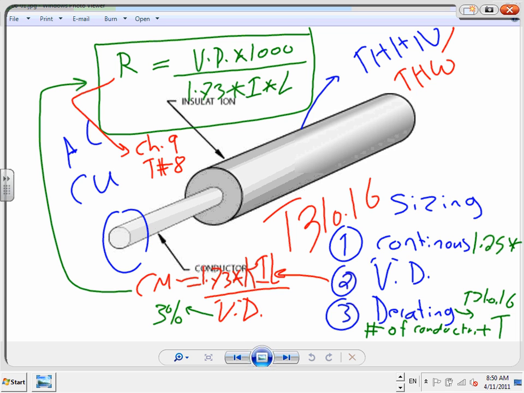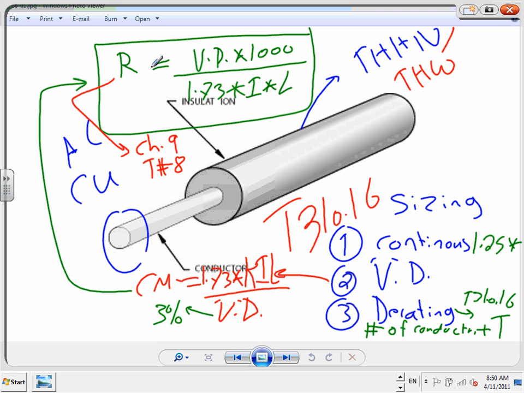And based on chapter 9, table 8, you size your conductor. The same thing, guys. CM comes from chapter 9, table 8. That's how we size the conductors. Very easy. Suppose you have a 480 system. You need to size a 100 amp and the length is 500.